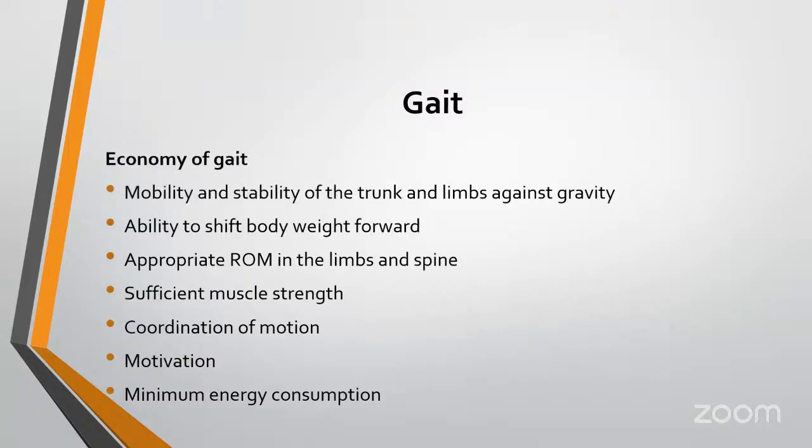So economy of gait means that there is mobility and stability of the trunk and limbs against gravity. I've mentioned how the trunk is very, very important. Also, the limbs are important, but the trunk is the pivot. So ability to shift weight forward, appropriate range of motion in the limbs and spine, sufficient muscle strength, coordination of motion, motivation, and minimum energy consumption.